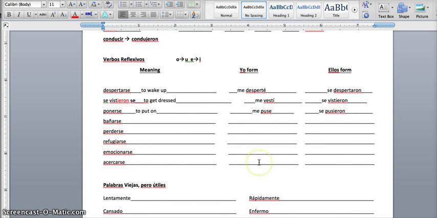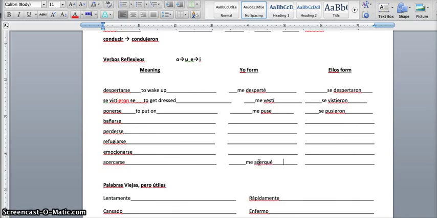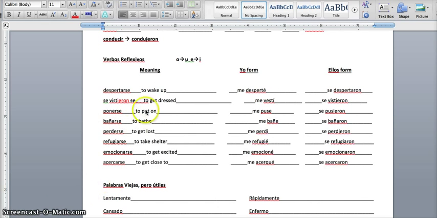And then over here with acercarse, it would be me acerqué. It's a car verb, okay? So even with these reflexives, and I know there's not a lot on your test, you still need to pay attention to them because they might conceal what kind of verb it is if you're not paying close attention. Okay, so let's go through the meanings.